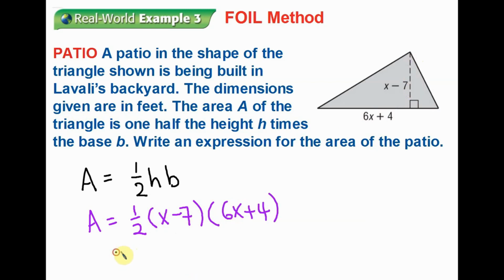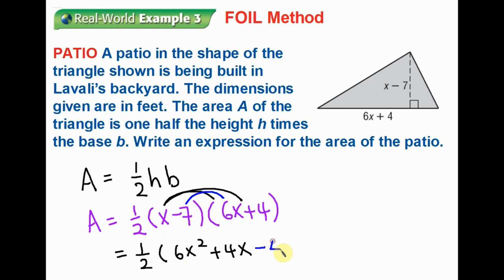Now let's distribute the terms. I will keep the 1/2 by itself. X times 6x will become 6x squared. X times positive 4 will be plus 4x. The second one, negative 7 times 6x will be negative 42x. Negative 7 times 4, I will get negative 28. Looks like 4x minus 42x could be combined and result in negative 38x. I don't see any other terms that could be combined, so let me move on to the next step.